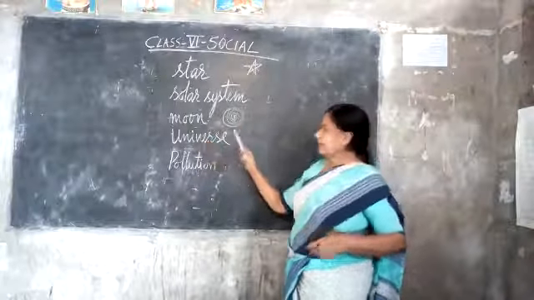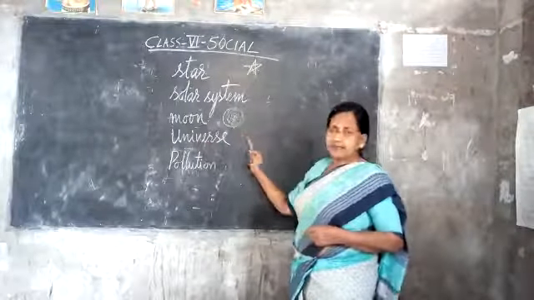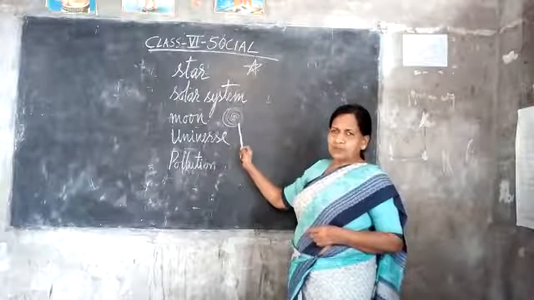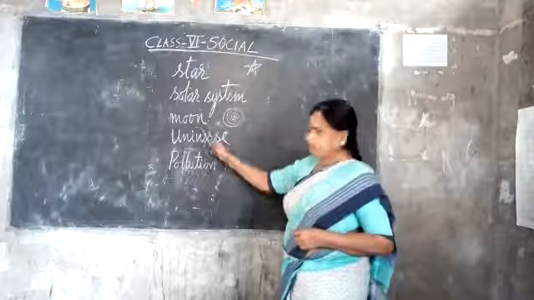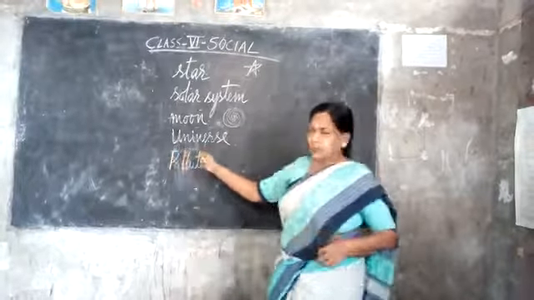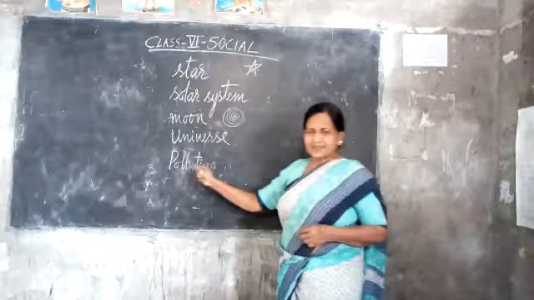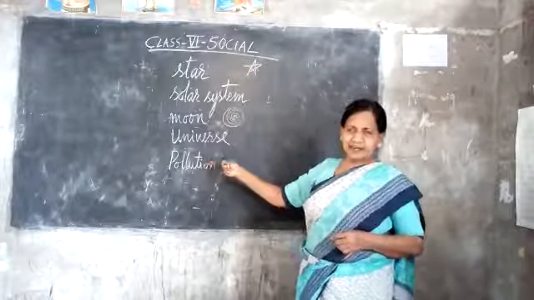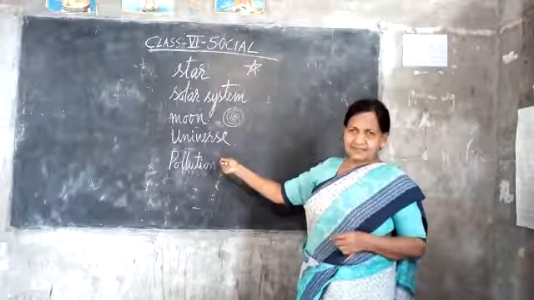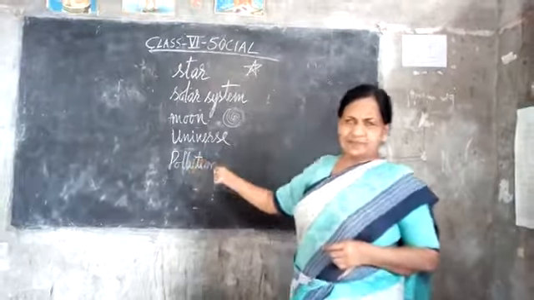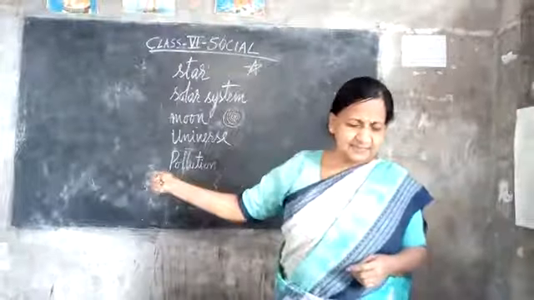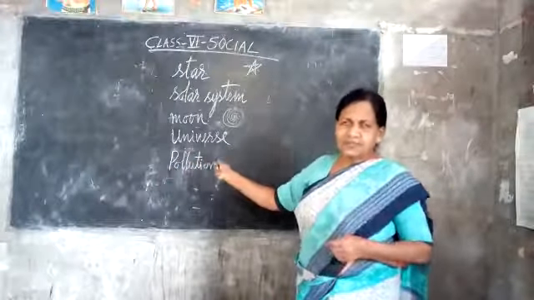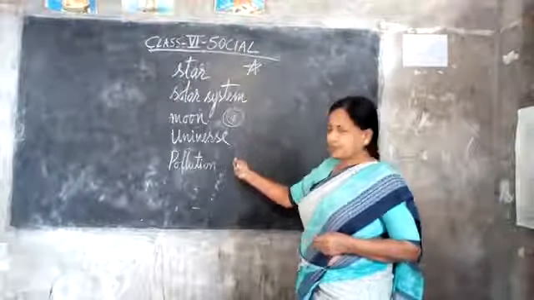The moon keeps spinning always around the earth. However, we see the moon to only one side of it. What is the meaning of universe, children? Millions of Milky Way galaxies, including the solar system, is referred to as the universe.